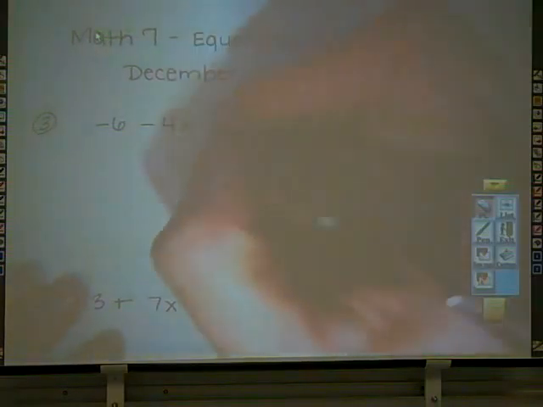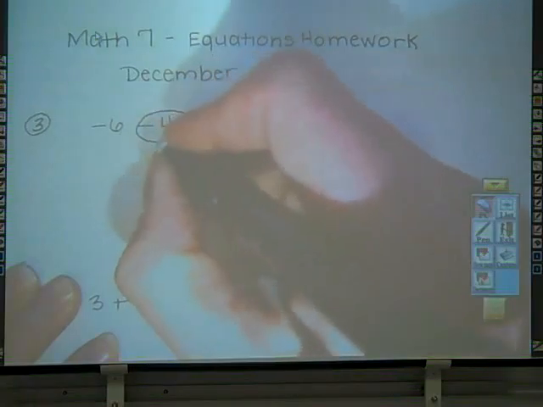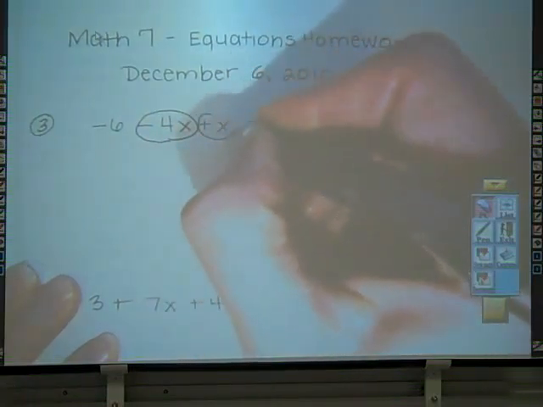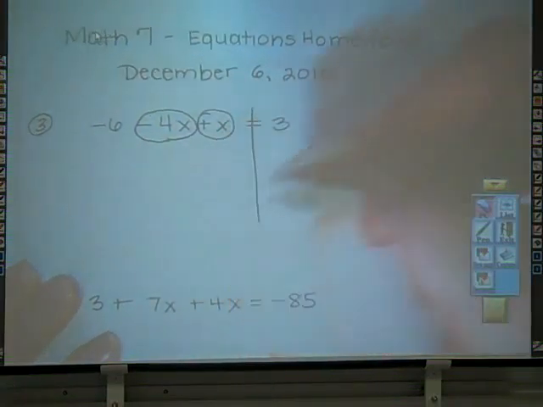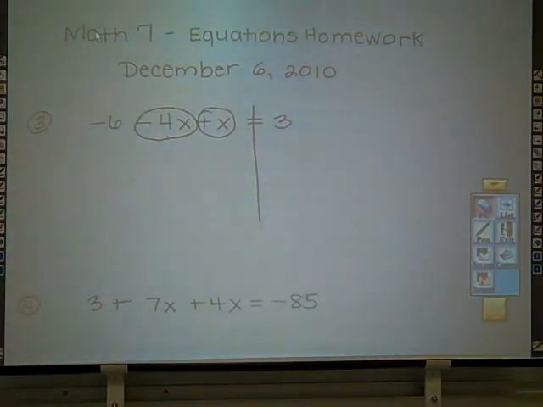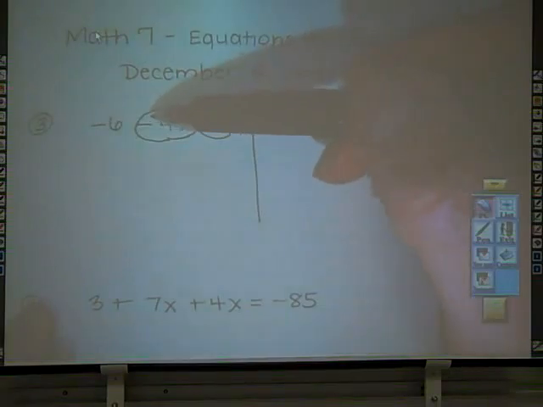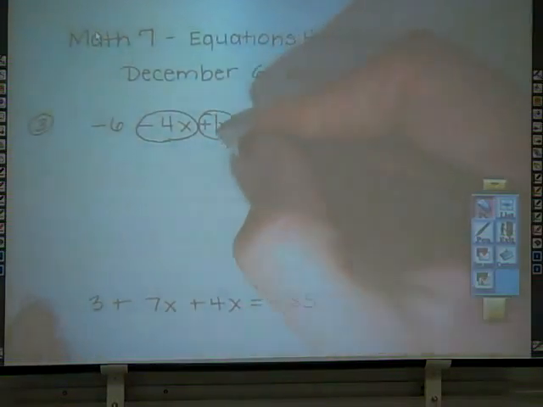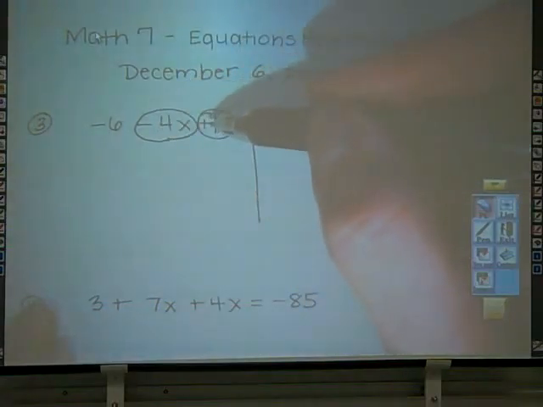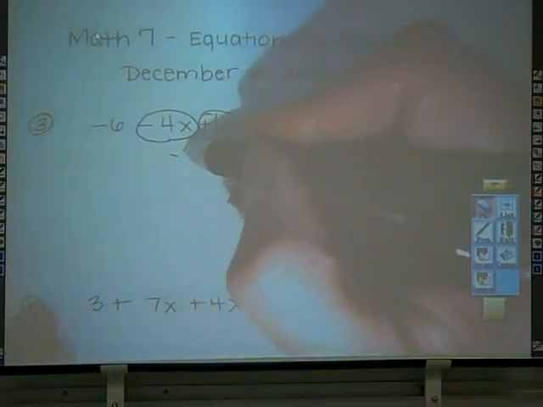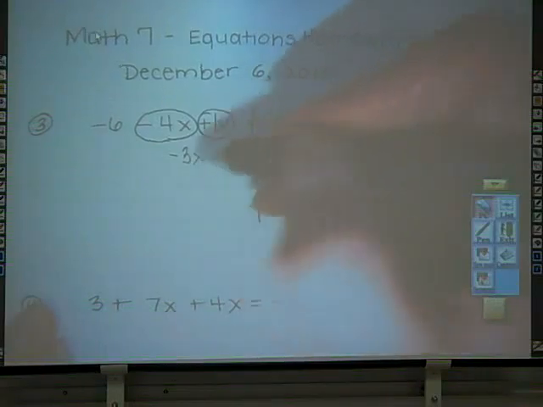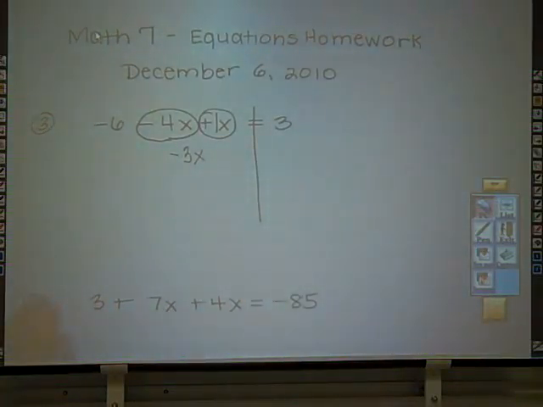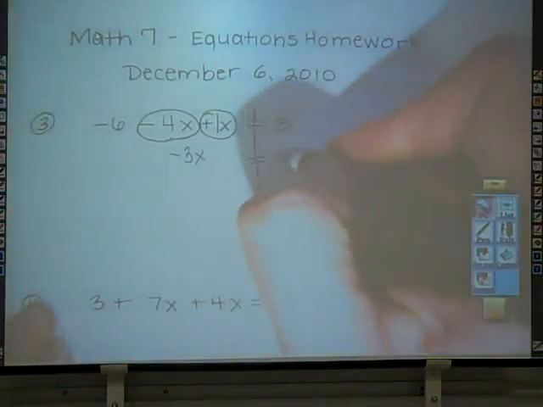First of all, where are the like terms? Let's circle them. If I circle my x's, I notice that the x's are on the same side of the equation. So, let's add them together. Negative 4 plus, remember that's a 1, negative 4 plus 1 gives us negative 3x. Everything else, just rewrite it.